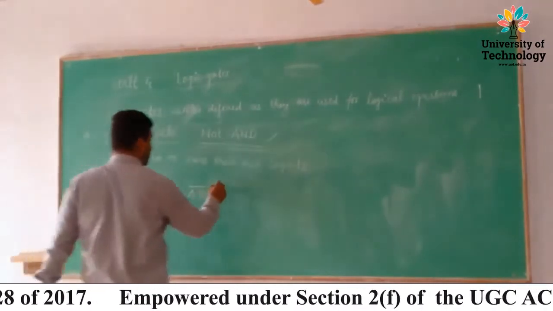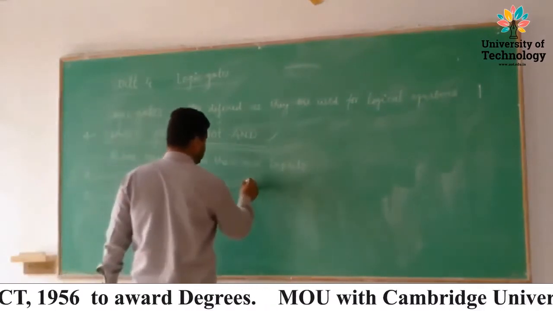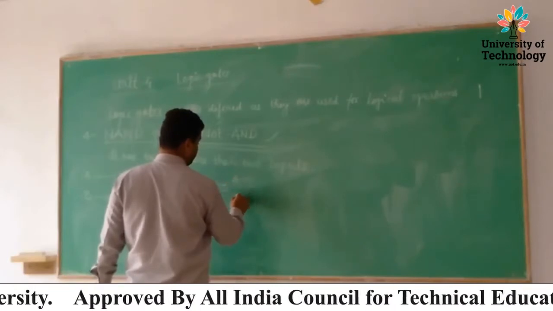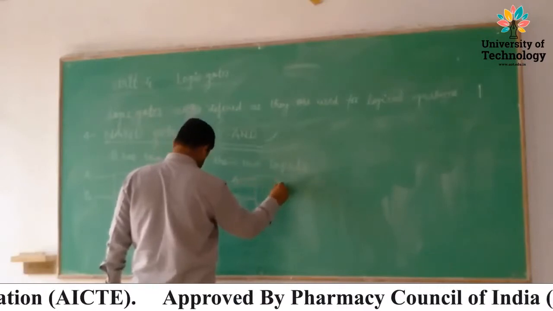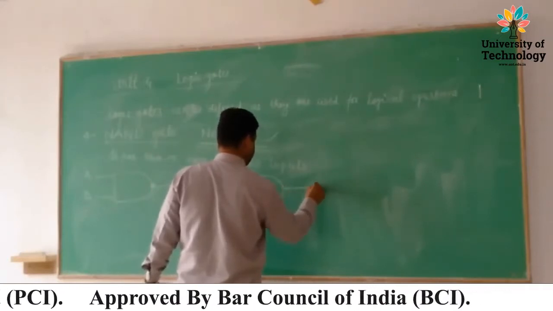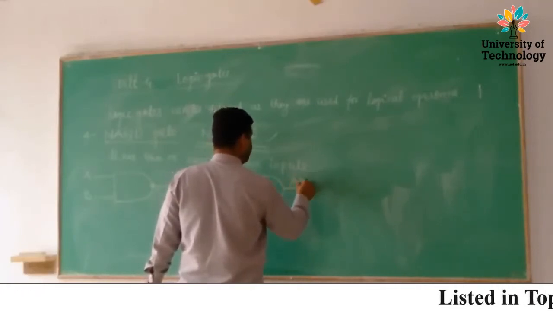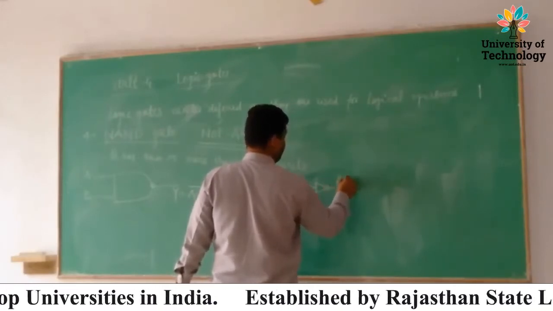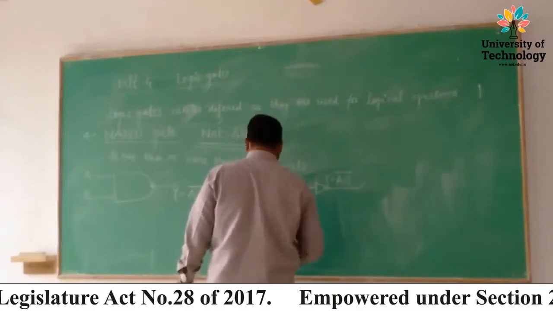We can also make another structure as NOT AND. Firstly, A input, B input, here AB, then we will use one inverter, then we will obtain AB bar at output. Y equal to A dot B bar.